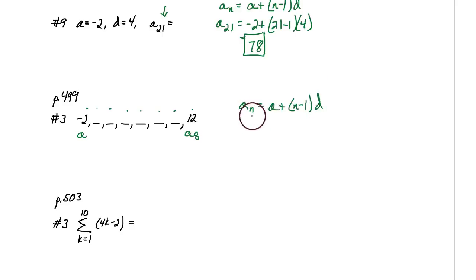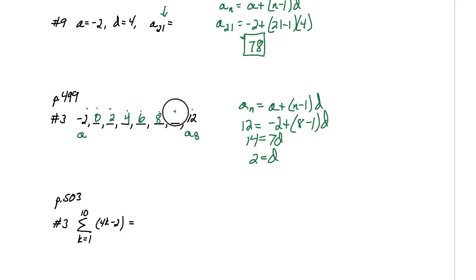And for A sub n, put in the 12, which is the A sub 8. That means that n is 8. Now add 2 to both sides and divide by 7. So 2 is equal to D. That's what you add each time to get the next term in the list. So negative 2 plus 2 is 0, then 2, 4, 6, 8, 10.